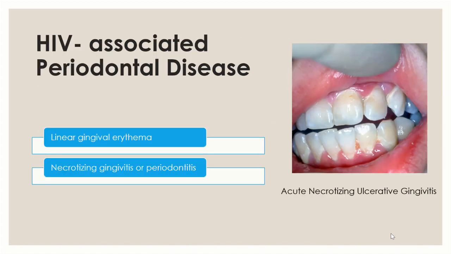There are two main types of HIV-associated periodontal diseases. The first one is linear gingival erythema. It presents as red erythematous gingival tissue and can extend to the free gingival margin. It can result in spontaneous gingival hemorrhage and also petechiae within the gingival margin, either in a localized or a generalized form. Secondly, the other type of periodontal disease is necrotizing gingivitis or periodontitis.